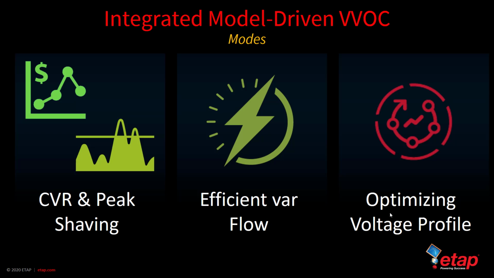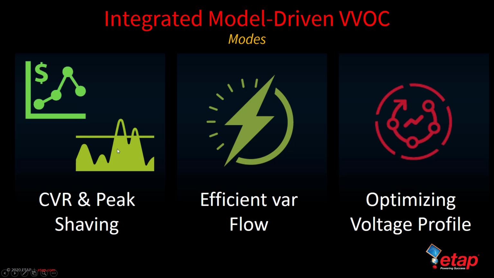Therefore, in ETAP, the systems are modeled as multi-objective optimization problems. Therefore, you can have more than one objective function. The objective function can include CVR or conservative voltage reduction, peak shaving, minimization of power loss or efficient power flow, as well as optimization of voltage profile.